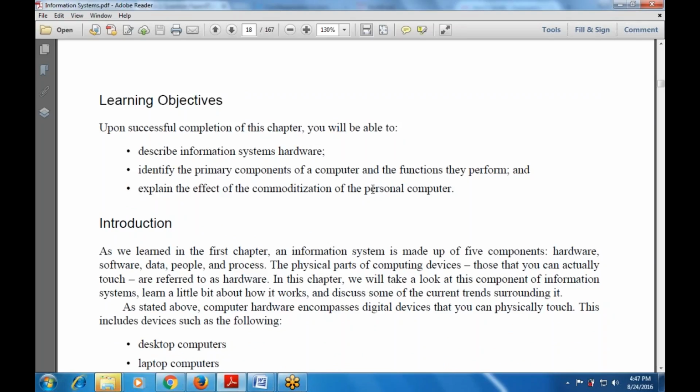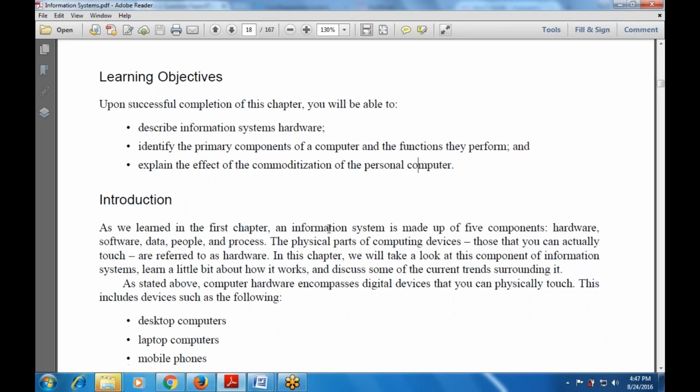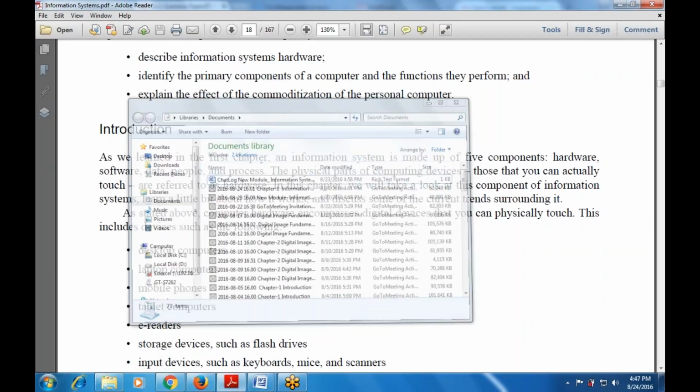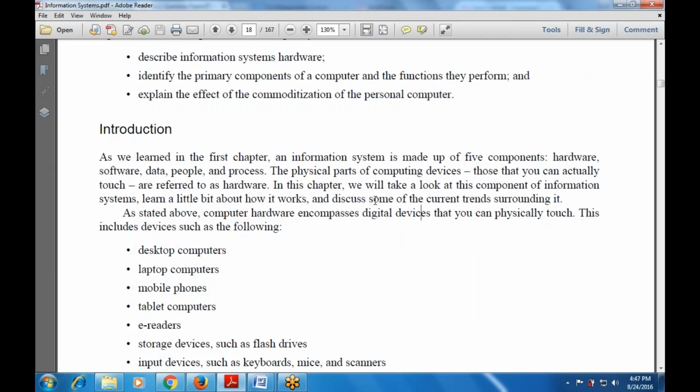So first is the introduction, that is the learning objective of the hardware. So an information system is made of the 5 components: hardware, software, data, people, and process. And the physical component that we can touch is the hardware. And in this chapter, we are looking at the components of the information system, a little bit, and how it works, and discuss some of the most recent trends that are used in the information system.